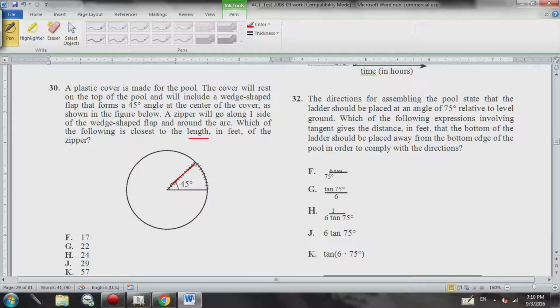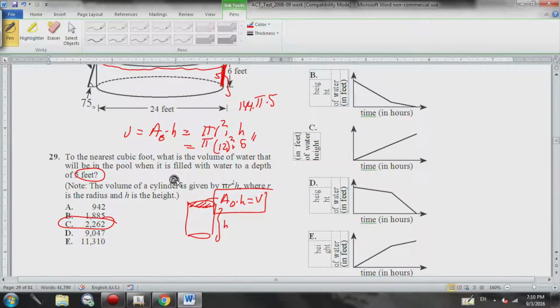So you want to know what this plus this is. All right, that's what you want to know. Well, this is easy now because that's the diameter of the cylinder, which is what?